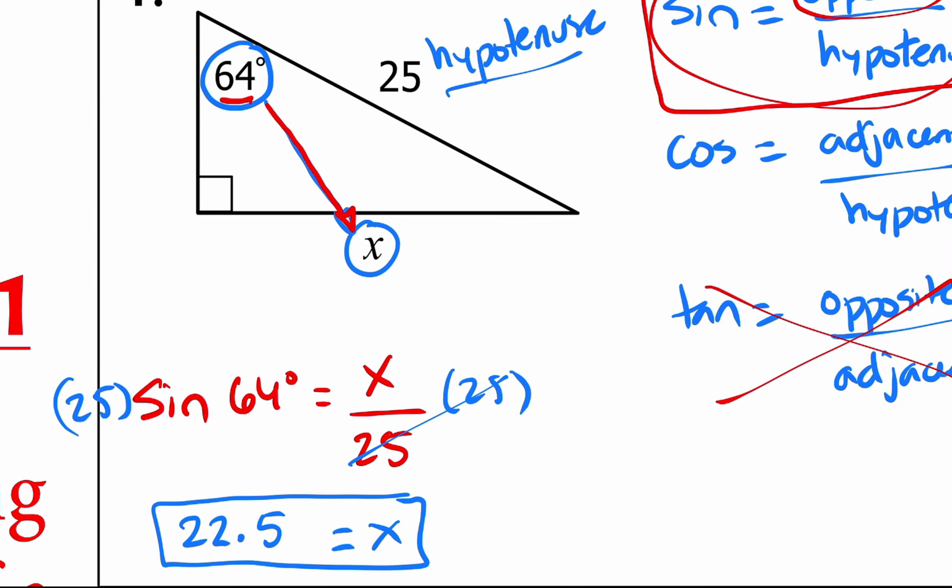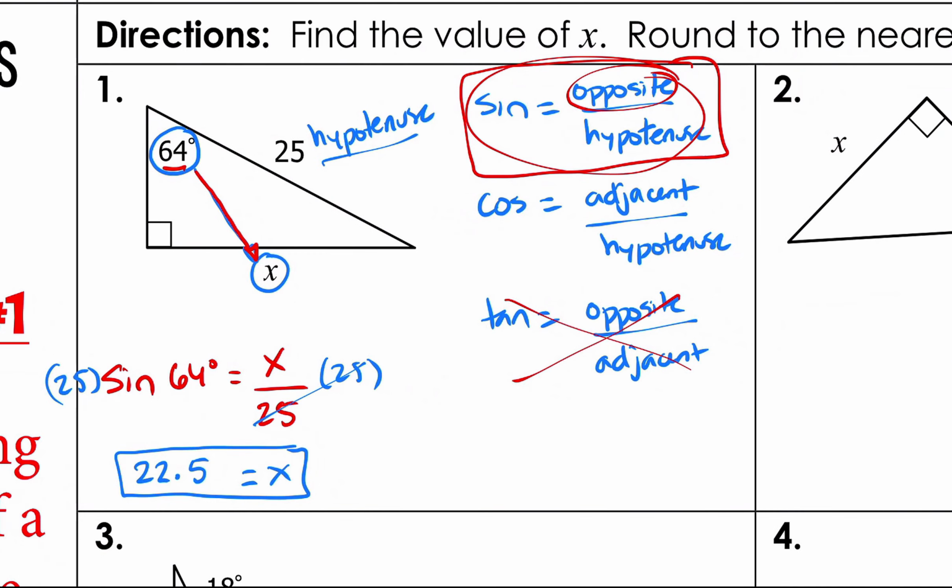Okay, and that's how we find the side length using the trig ratio. The first thing you do is you figure out what information they gave you. Do you have the opposite side? Do you have the adjacent side? Do you have the hypotenuse? Whichever two they give you, that's the trig ratio you're going to use, either sine, cosine, or tangent. And then you just set up the equation and solve. Use your calculator to solve.